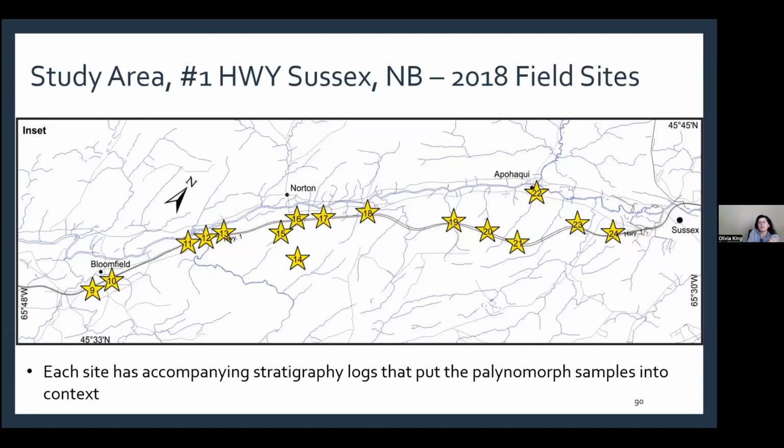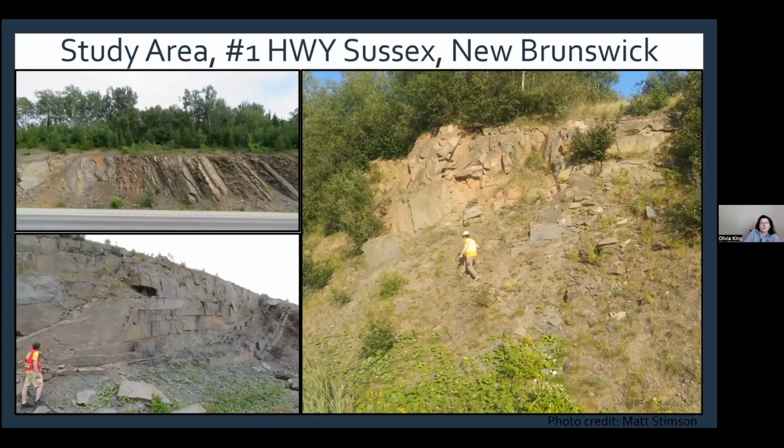So in 2018, we did field work and started taking samples along the #1 highway. Each site sample has a stratigraphic column, but also palynology samples in context, which are really important. These are just some of the highway sites that we visited, to give you an idea of what they look like, and also the variable orientations due to the structural complications of the sites.